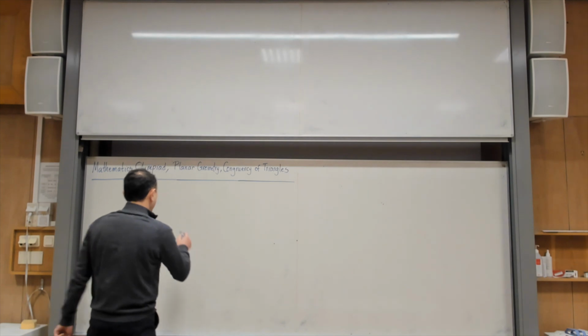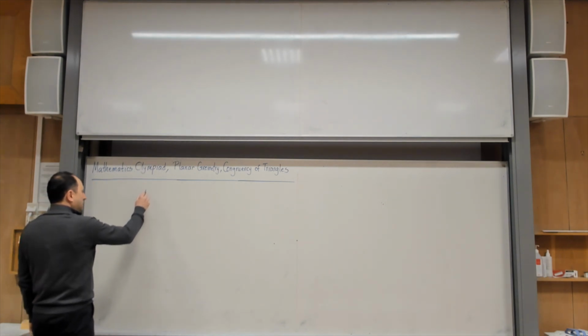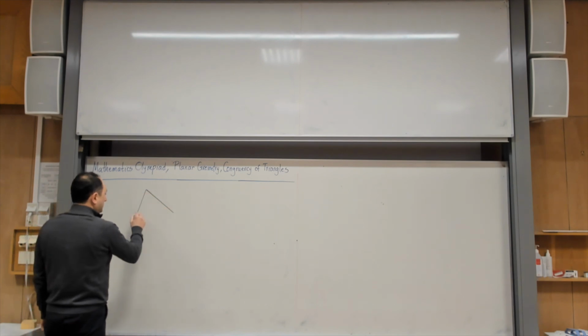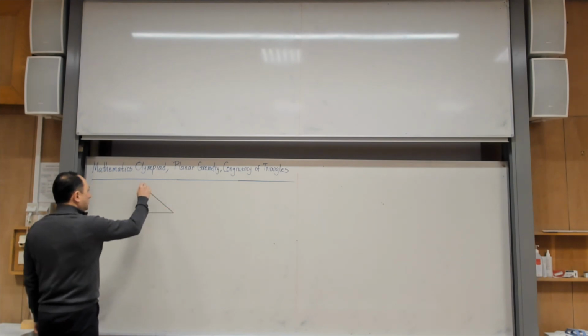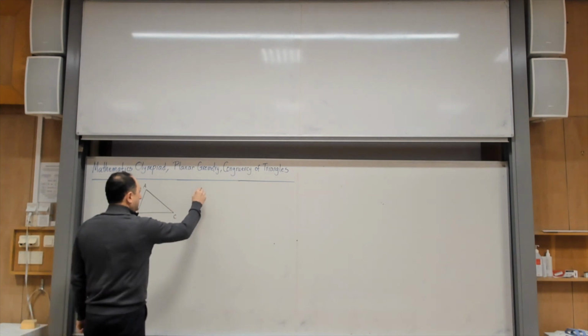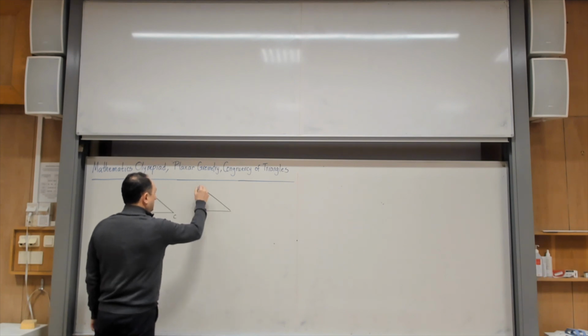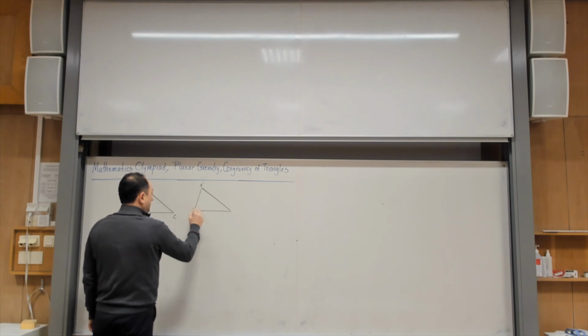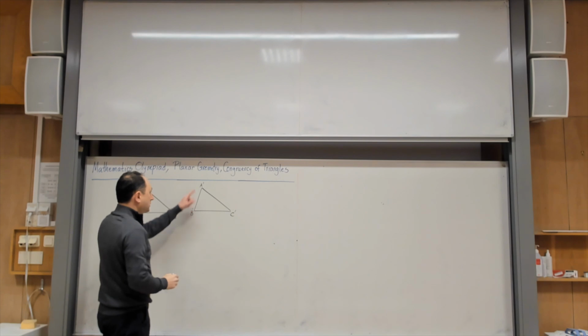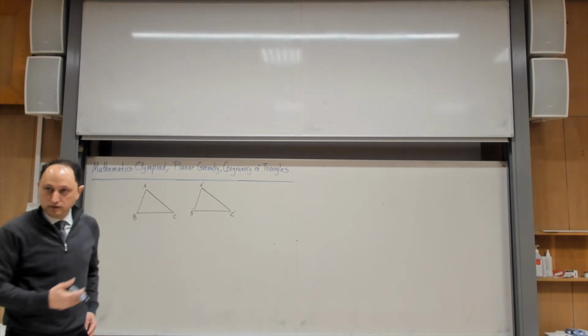It is hard to draw congruent triangles by hand, but I will try to do my best. If this is your triangle, let me call it ABC. And then I have another triangle somewhere else, A prime, B prime, C prime. Do you have any problems with this notation? A prime, B prime, C prime just means different points, yes?